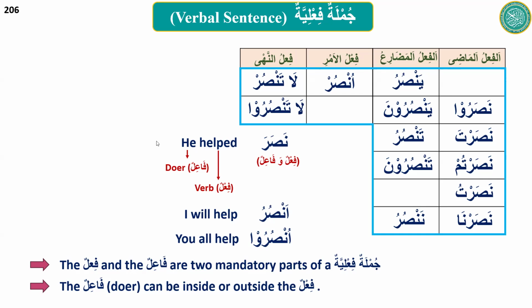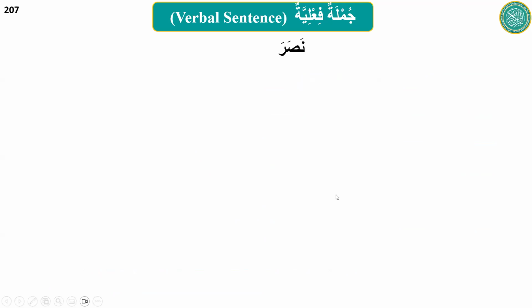But anyway, up till now, we have learned that the Jumla Failiya starts with a fail. And it has to have a fail and file, which is obvious. And the file, which is a doer, can be inside the fail, or sometimes it can also be outside the fail. When it is outside, it comes after the fail, and it is in Rafa status. All right. Nasara. So let's do an exercise.